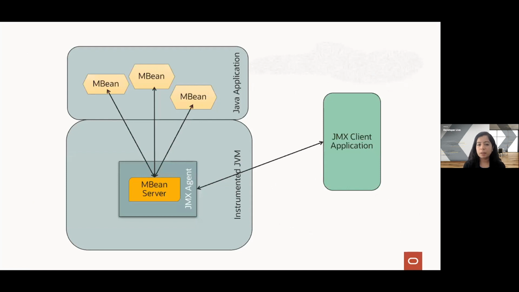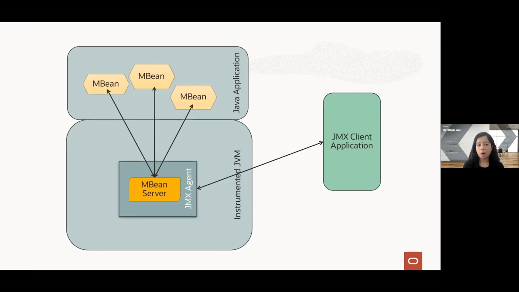So a little bit on how a JMX client application actually monitors and manages the resources of a Java application. As I said, jconsole is a JMX client application, and a JMX client application connects to the JMX agent running within the target JVM. And at the core of this JMX agent, there is an mbean server. And there are mbeans, which are actually Java objects available or implemented at the Java application level.